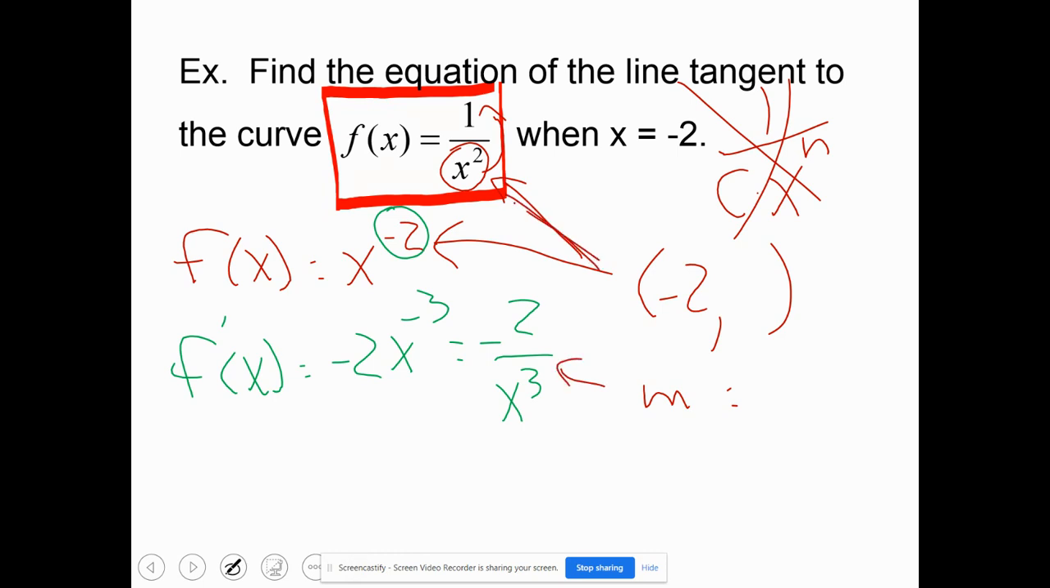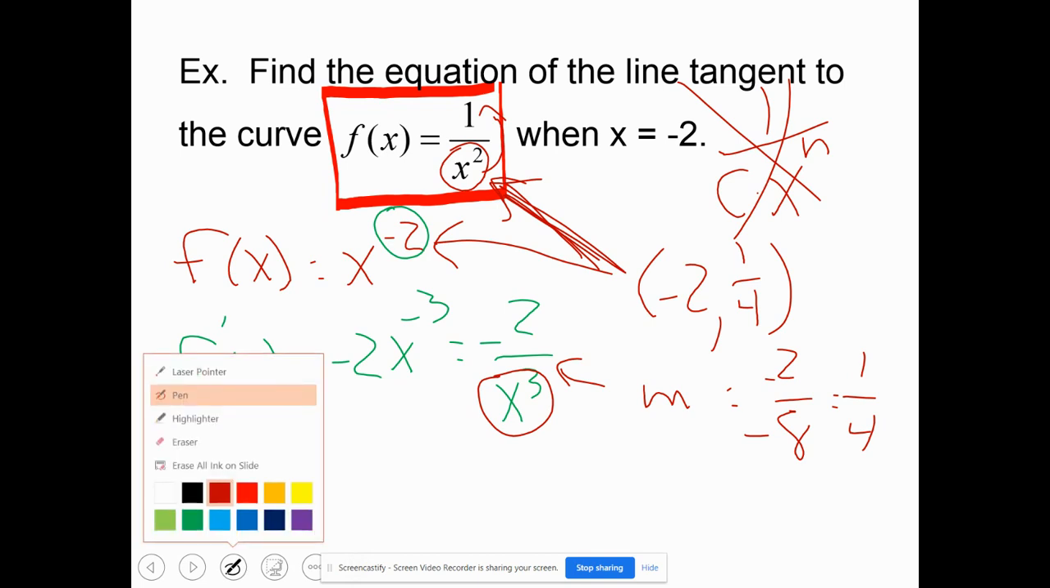If you plug -2 into the original equation, you would have 1 over -2 times -2, which will give you 1/4. So unlike the last problem where the whole point was given, here you had to use your equation for y to find y. And if we come down to the slope formula, I'd have -2 over -2 cubed. -2 times -2 times -2 is -8. And this will also give me 1/4.